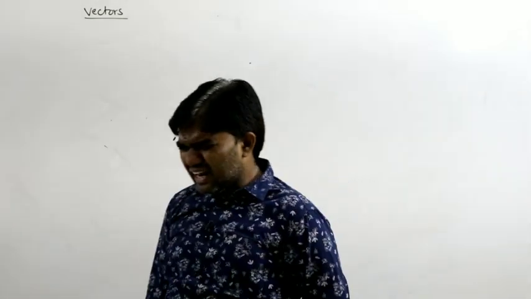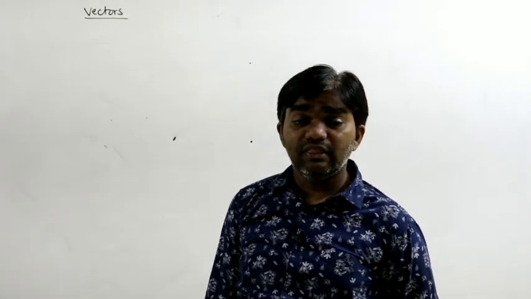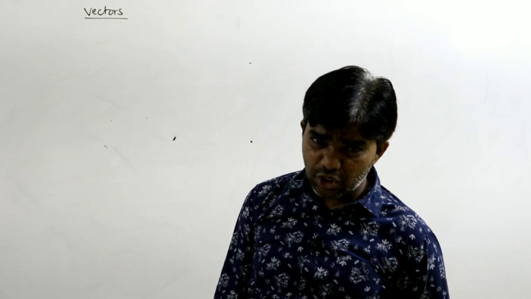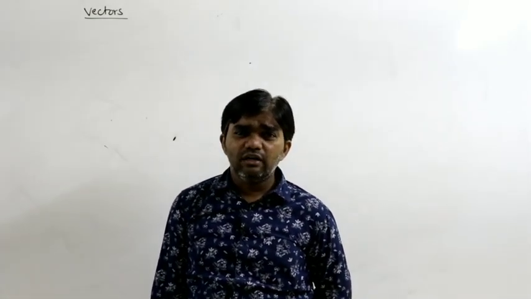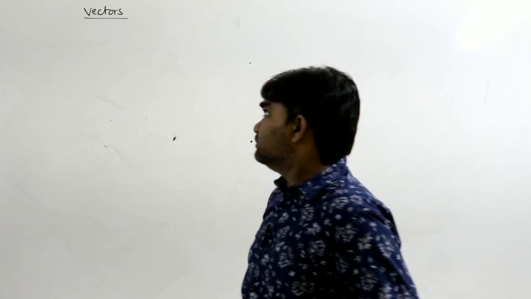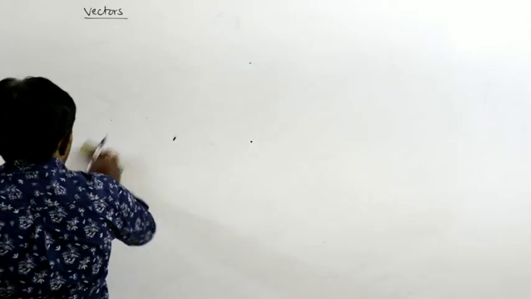One more thing I have is the null vector. Null vector means the magnitude of the vector is 0. If the magnitude of the vector is 0, that is called a null vector. So that is the null vector.